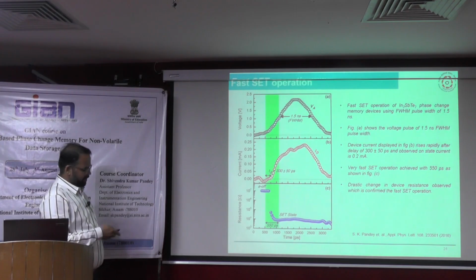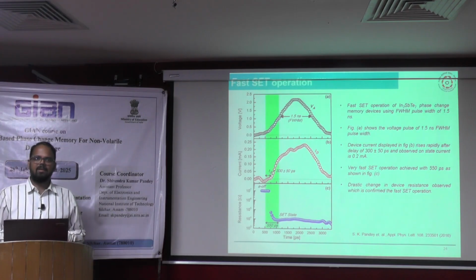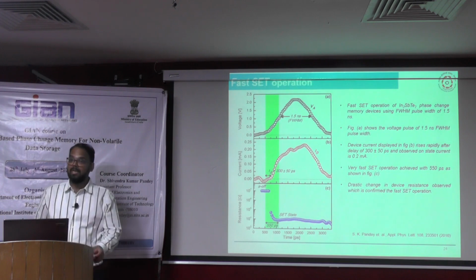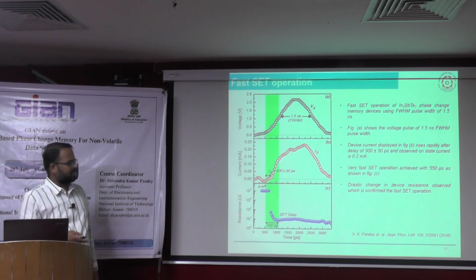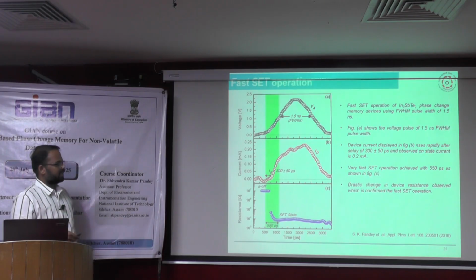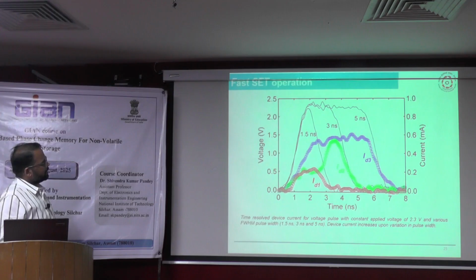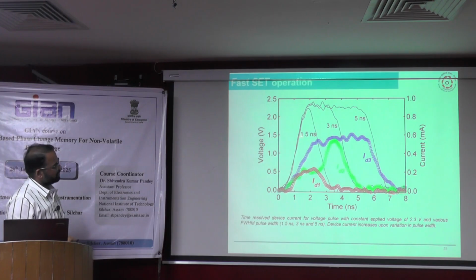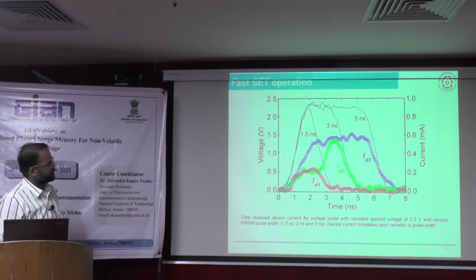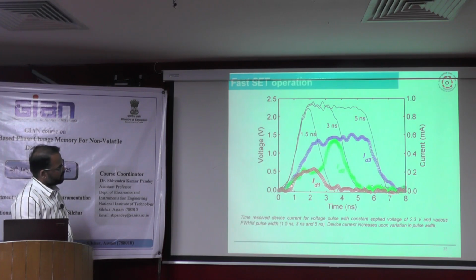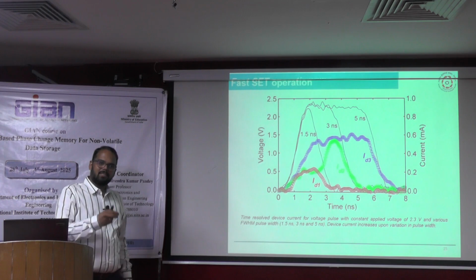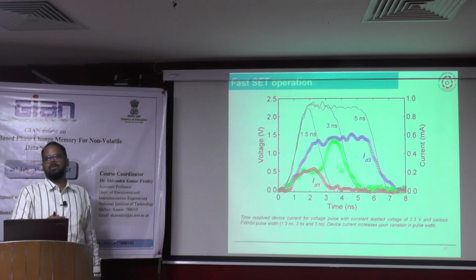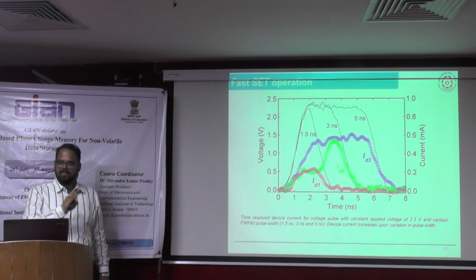So now this is the way by which we can see the potential of this material for multi-level storage, and how we can further enhance that data capacity. And with this fast set operation, if we are increasing the pulse width from 1.5 nanosecond to 5 nanosecond, you can see it goes from off to on. The current is increasing, which means the device resistance is getting reduced. That's why you are able to see that current. If you are not able to see the current, it means the device is not set.